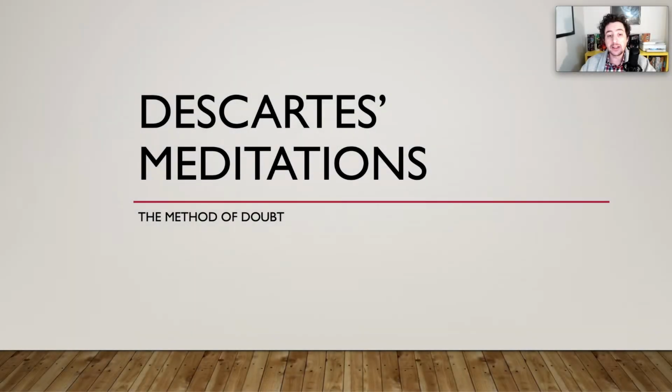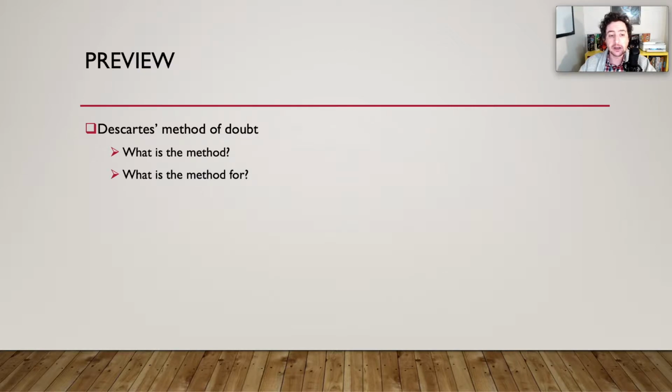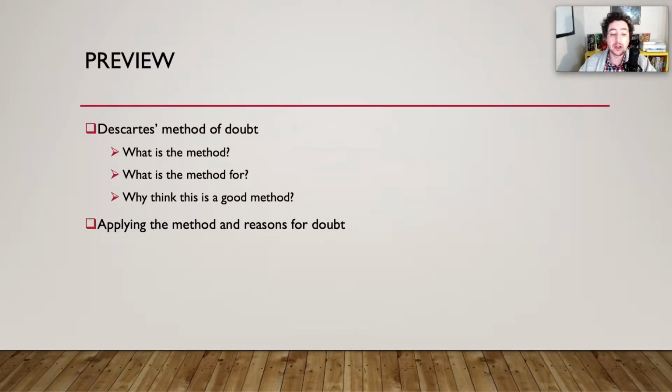Hi everyone. This video is going to continue our video series on Descartes' Meditations by talking about his method of doubt. So the video will introduce the method of doubt by talking about what the method is, what the method is for, and why we might think that this is a good method. Then we'll talk about how Descartes goes about trying to apply this method, and we'll introduce a few of the reasons for doubt that he suggests.